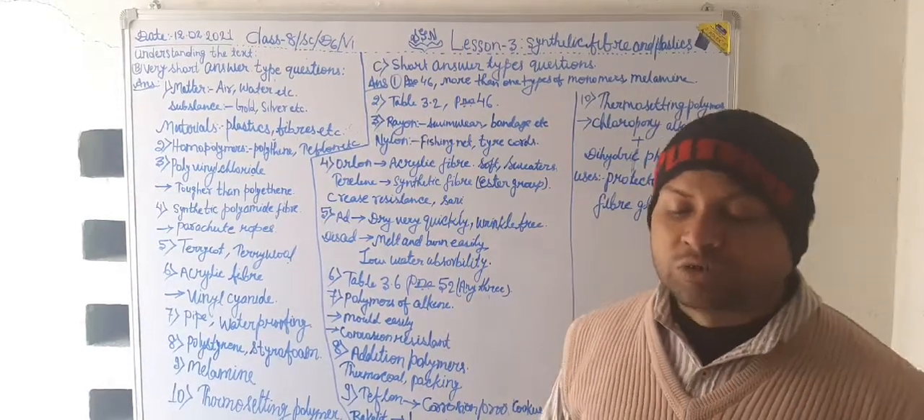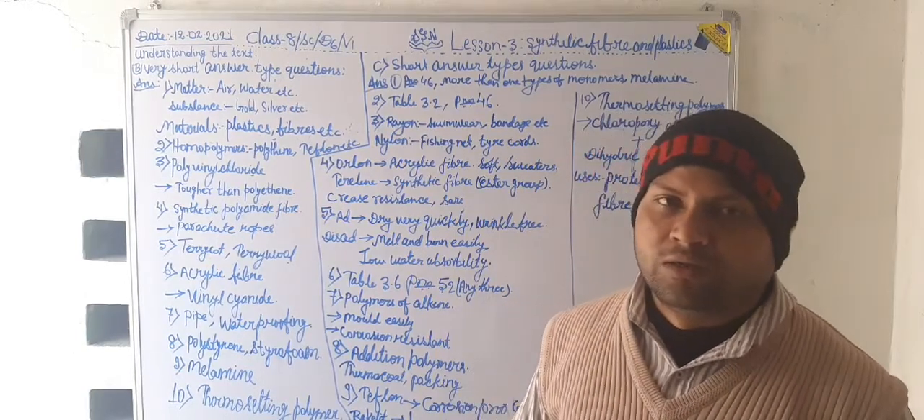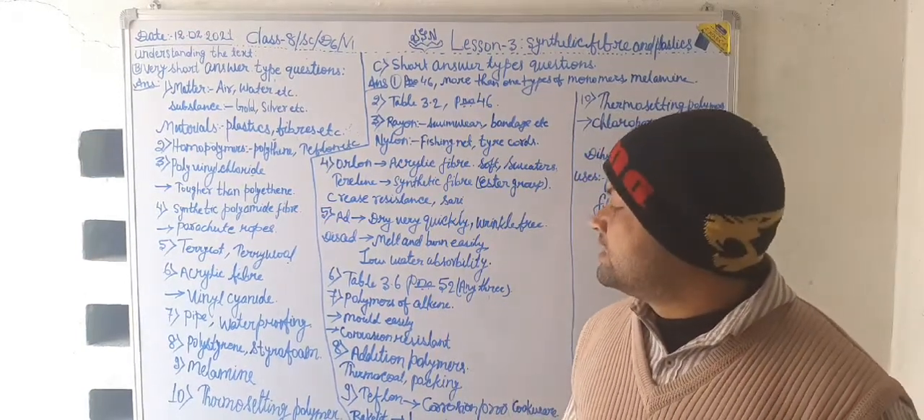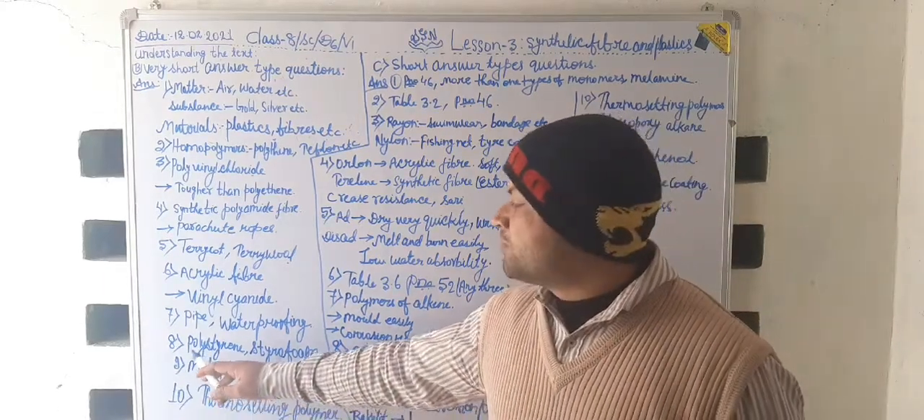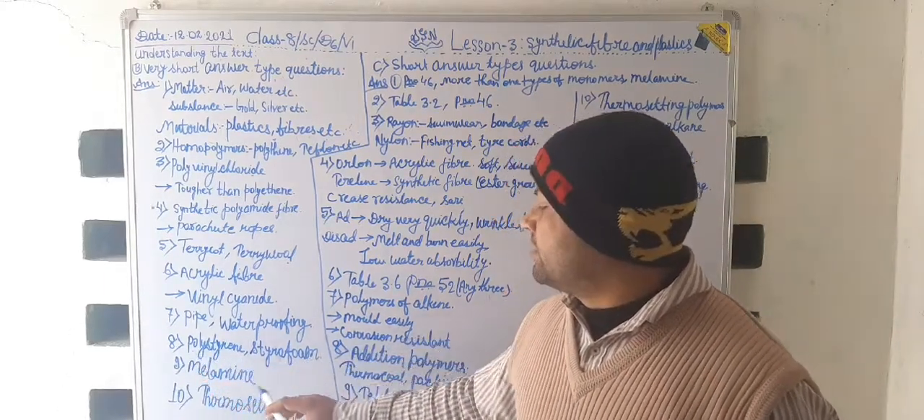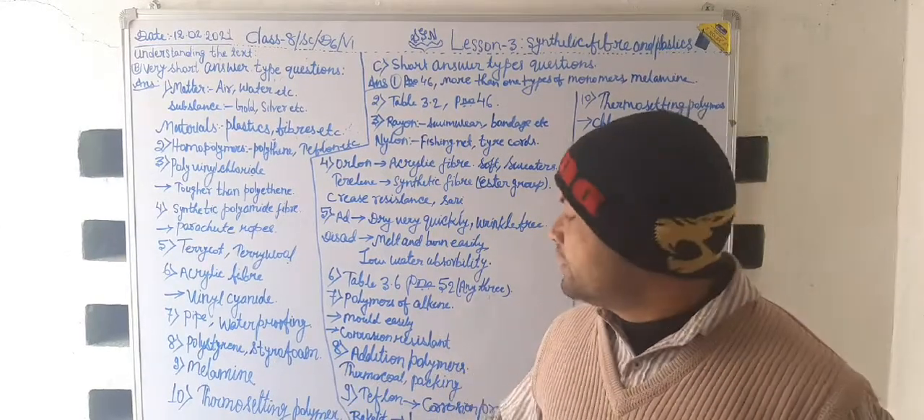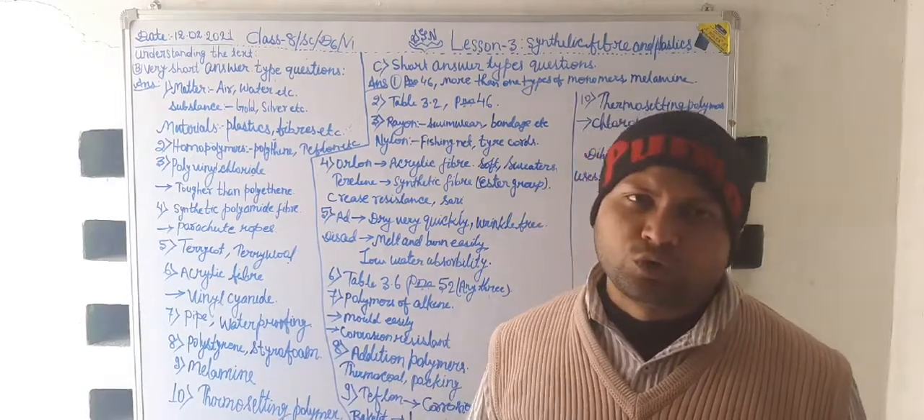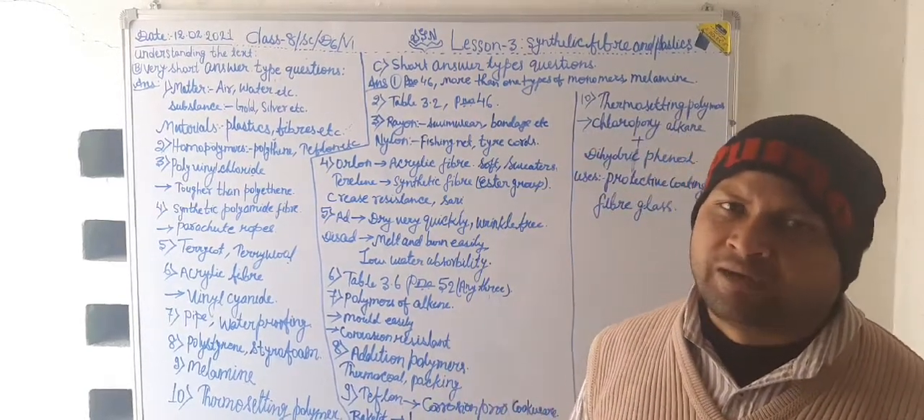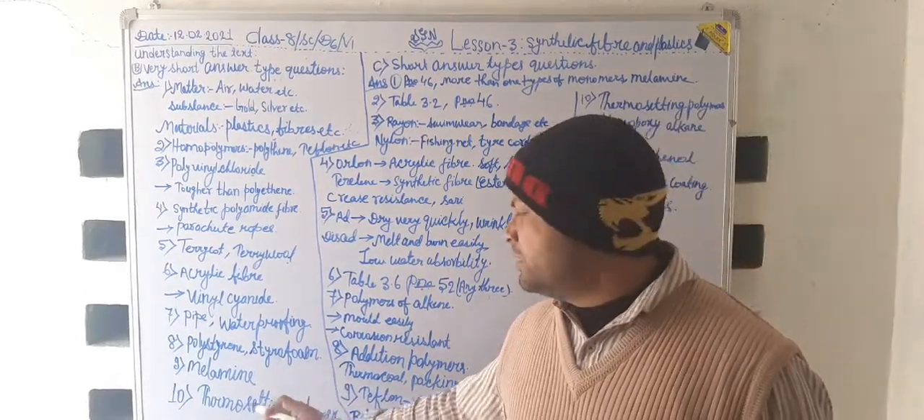Now question number 8. From which synthetic polymer is thermocol obtained? The name of the polymer is polystyrene, and it is also called styrofoam. Thermocol is also called styrofoam. I have told you about it previously.